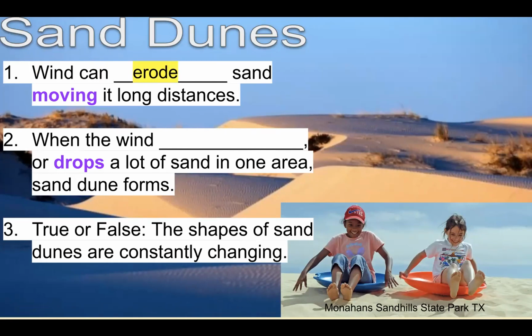So number two, when the wind blanks or drops a lot of sand in one area, sand dunes form. So what is the scientific word for when sediment is being dropped in a new location? And I'll give you a hint, it starts with the letter D, and so that's how I remember it. And you've already heard this word several times with the other teachers. So hopefully you guys said the wind deposits or drops that sand in a new location.